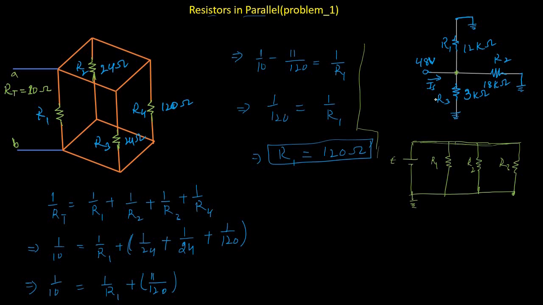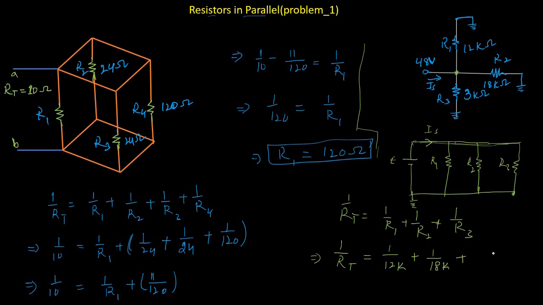In this question, we are asked to find the total current from this DC voltage source. First of all, we need to find the equivalent resistance of this network. So 1 divided by RT equals 1 divided by R1 plus 1 divided by R2 plus 1 divided by R3. R1 in this case is 12 kilo ohms, plus 1 divided by R2, which is 18 kilo ohms, plus 1 divided by R3, which is 3 kilo ohms.